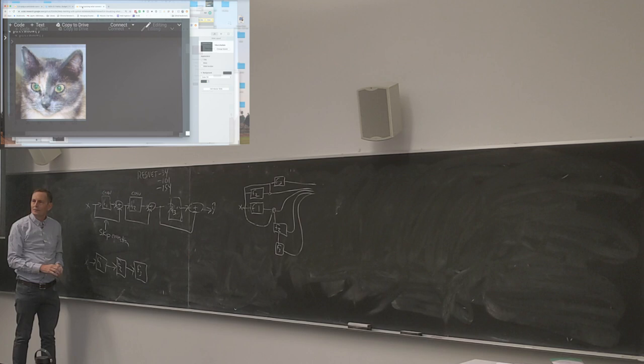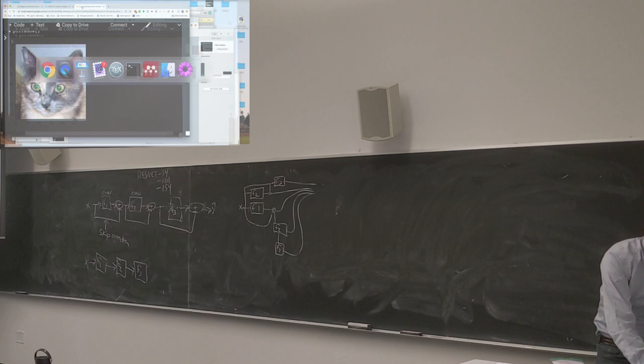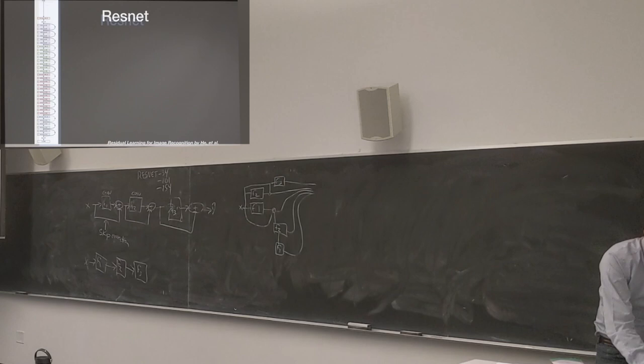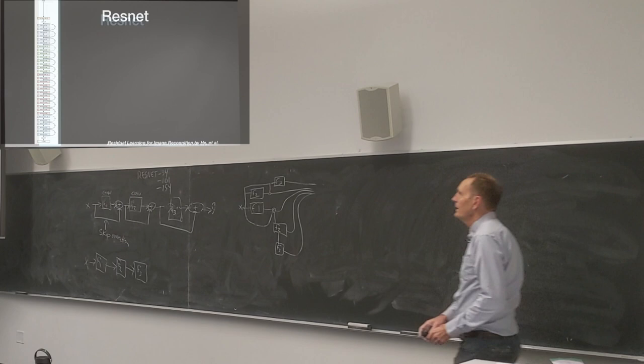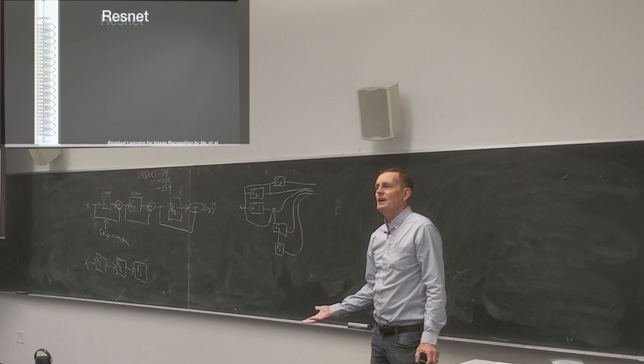Other questions? All right, so let's look at the ResNet model. And the ResNet, by the way, ends up beating the Inception we saw, the Inception V1. It's about 3.5% error on ImageNet.